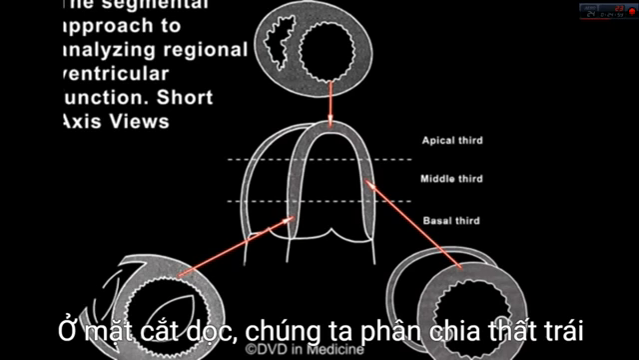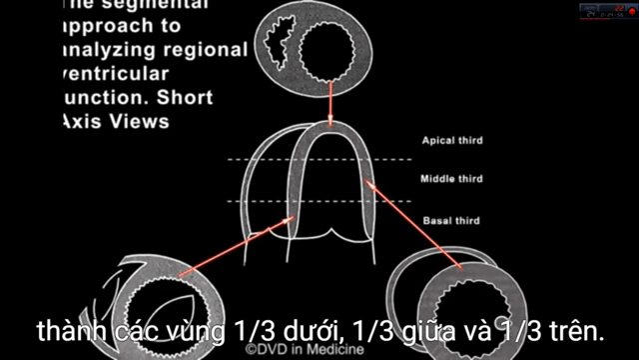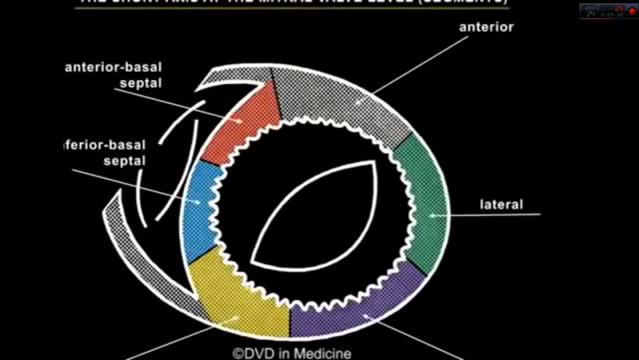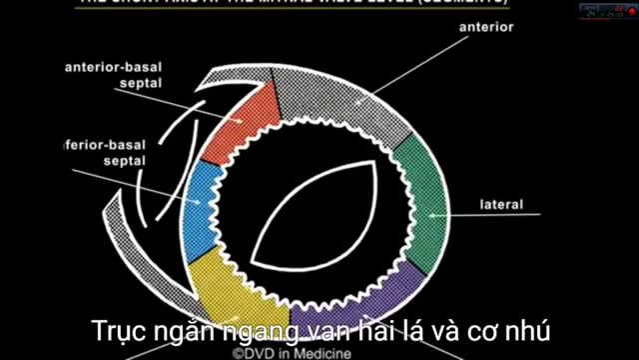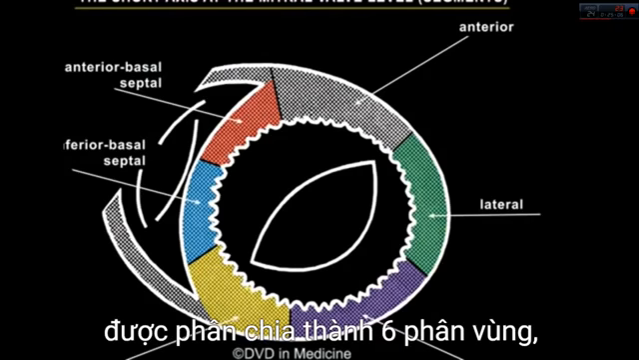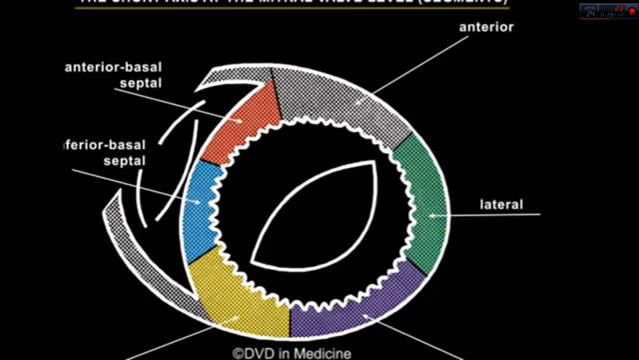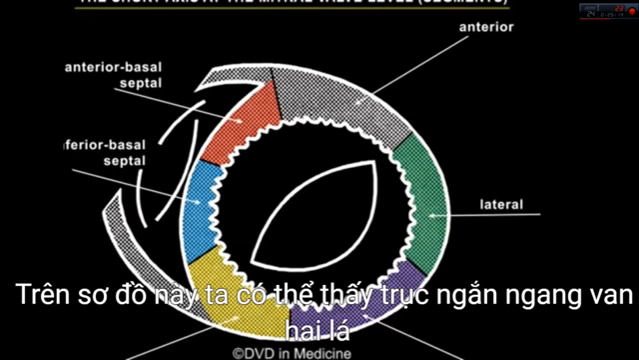In longitudinal views, we divide the left ventricle into basal, middle, and apical thirds. The short axis at the mitral valve and papillary muscle levels are divided into 6 segments, whereas the short axis at the apex has 4 segments. On this scheme, one can see the short axis at the mitral valve level.